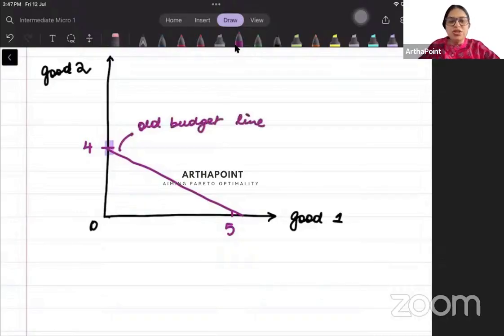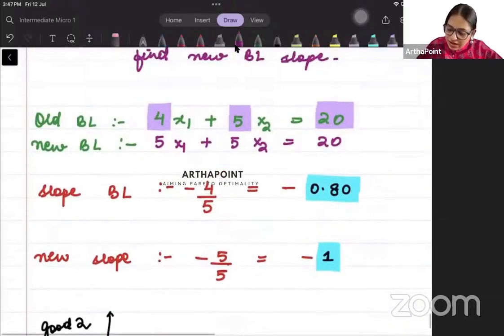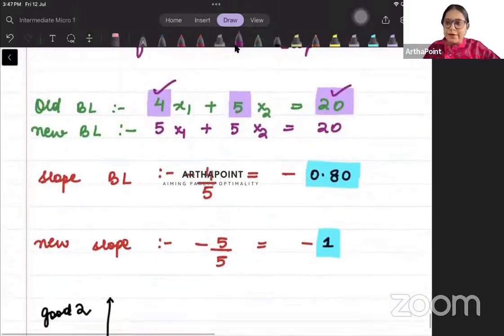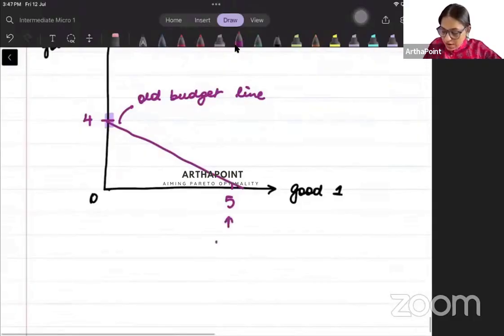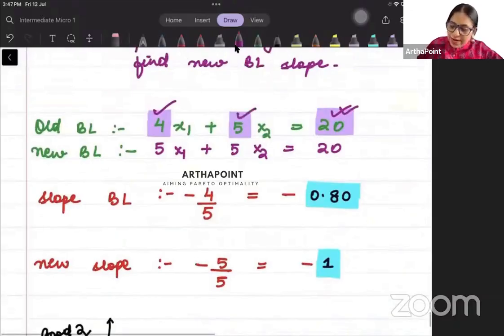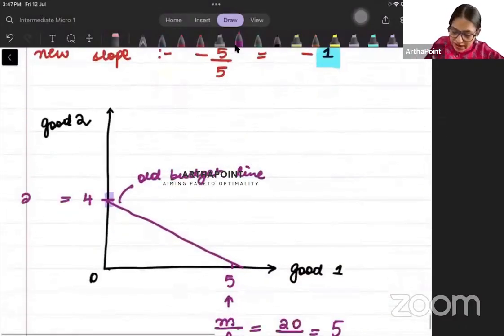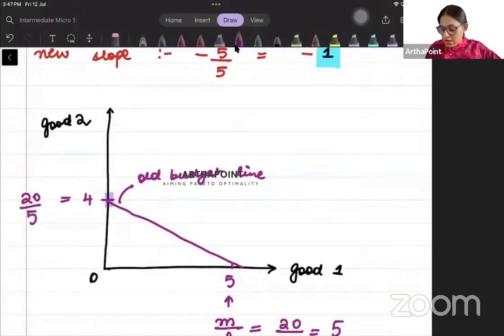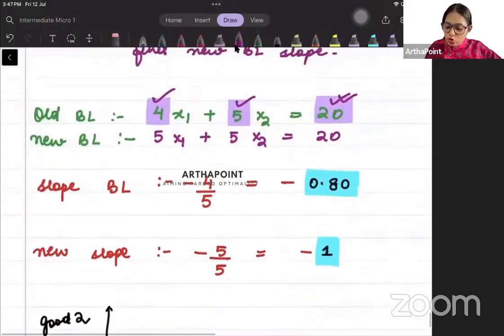कैसे आया बेटा ओल्ड बजट लाइन? लेट्स जस्ट रिकैप. इनकम डिवाइडेड बाय P1. Income divided by P1. 20 divided by 4. That means 5. Income divided by P2. 20 divided by 5. That means 4. Clear? Now, beta, what is going to be your new budget line?